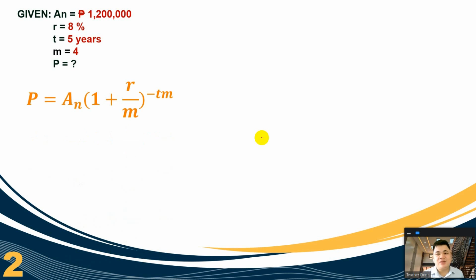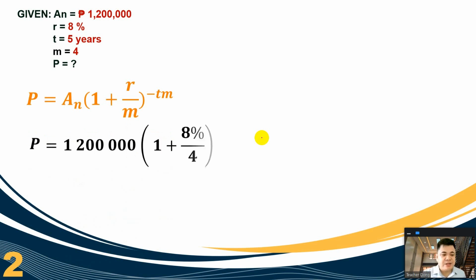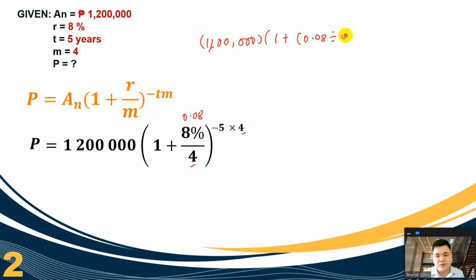So the formula that we're going to use is still the one with the negative exponent. Our principal is 1.2 million times 1 plus 8% over 4, or 0.08, raised to the power of negative 5 times 4, wherein 4 is our compounding period here. You can simply write it like this: 1.2 million times 1 plus 0.08 divided by 4, close, raised to the power of negative 5 times 4.